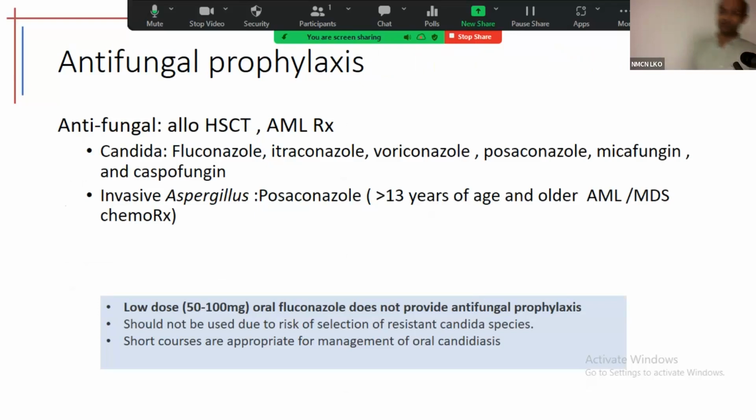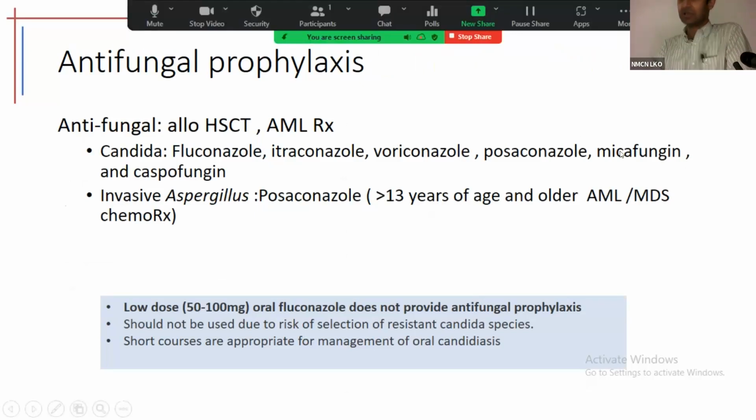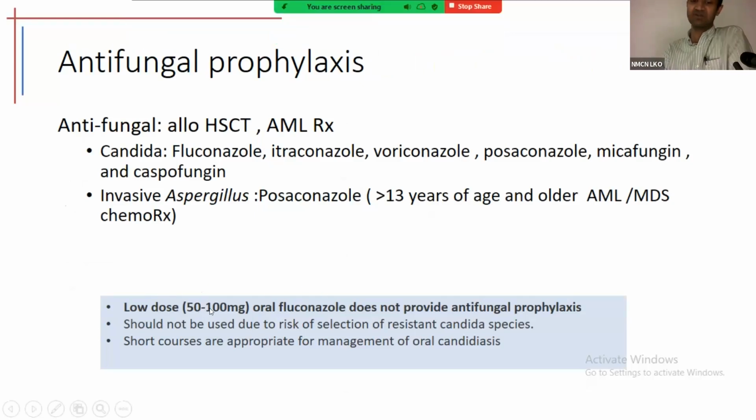So antifungal prophylaxis, again, is indicated for anyone undergoing stem cell transplant or AML or ALL induction. For candida, you can give coverage with azoles, fluconazole, itraconazole, or voriconazole, even posaconazole, micafungin or caspofungin, if the patient can take outpatient IV prophylaxis. But the caveat here is that low dose oral fluconazole, 50 to 100 milligrams, does not provide antifungal prophylaxis. It may result in selection of antifungal resistant strains, right? And for invasive aspergillus, again, posaconazole can be given as prophylaxis for these patients.